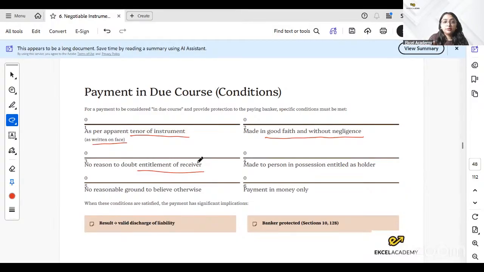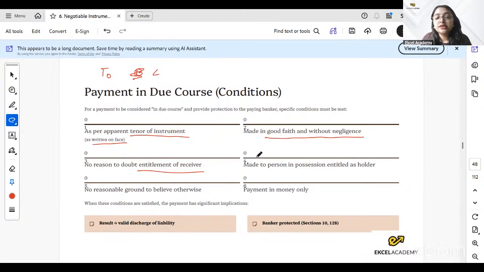Okay, no reason to doubt the entitlement of the receiver. Let's say for example, on your check you have written to B. Okay, but let's say someone has scratched it off and written C. Do you think the bank should go ahead with this payment? No, because there is doubt that C is actually entitled to receive this amount. Why so? Because B's name is scratched off and C's name is written here. So it may so happen that someone has actually scratched off the name and written a new name, right? Which means that C may not be entitled to receive it. So anytime there is a doubt on the entitlement of the receiver, the bank may not proceed with the payment.